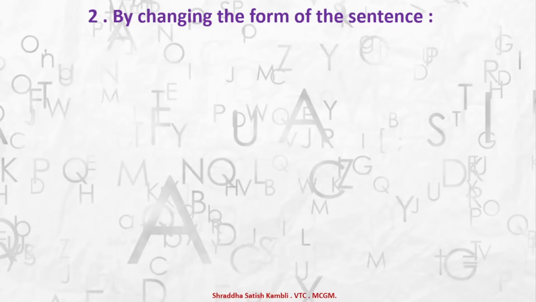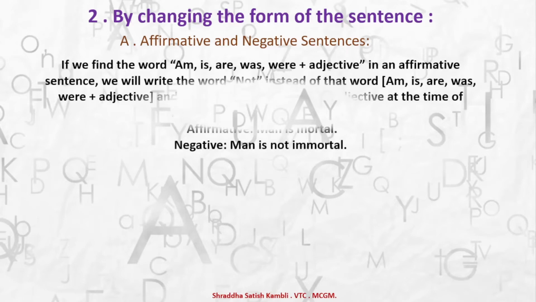So, when you change the form of a sentence, what are you doing? You're transforming the sentence. See, you change from affirmative to negative. Affirmative means positive. Negative means a sentence with no, not, etc. Okay, so see how it can be done.